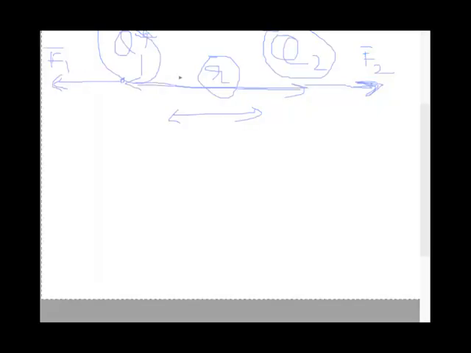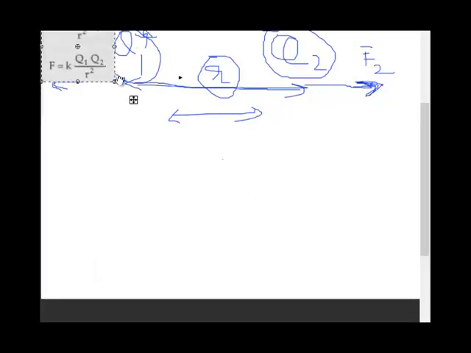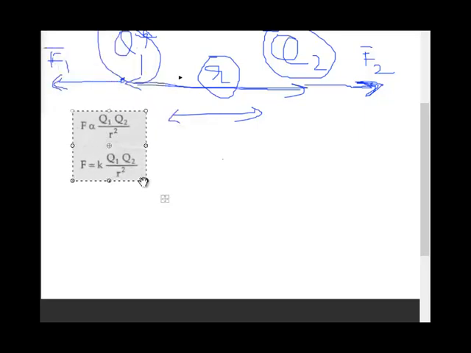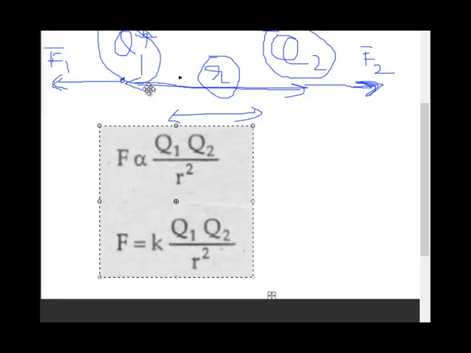This is the formula for force. It shows that force is directly proportional to the product of both charges and inversely proportional to the square of the radial distance between the two charges. So if you replace this proportionality sign with some constant k, then the formula will be F equal to k into Q1 Q2 upon R square.